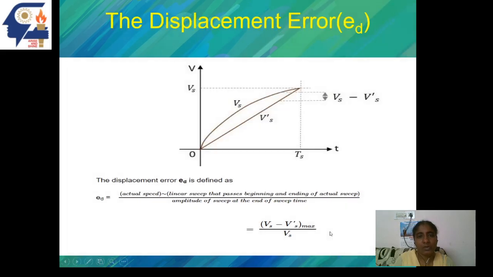Next we will go for displacement error. This is the actual sweep and this is the linear sweep. So the formula for displacement error is the difference between actual sweep and linear sweep divided by the amplitude at the end of Ts. Numerator is actual sweep minus linear sweep, divided by the amplitude at the end of Ts, Vs. This Vs is at the end of the sweep. This is the formula for displacement error.